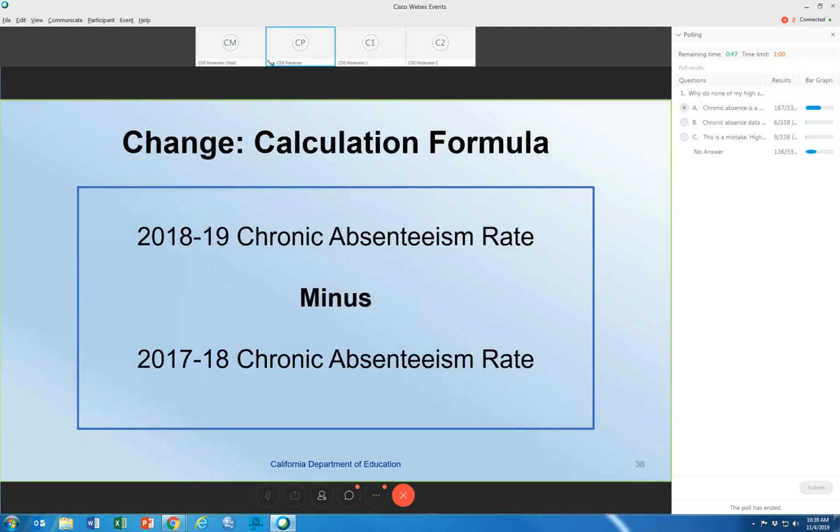To calculate change, we take the 2018-19, or the current dashboard year's chronic absenteeism rate, and we subtract the 17-18 chronic absenteeism rate. So pretty straightforward, very similar to suspension and the other indicators that we have for the dashboard.